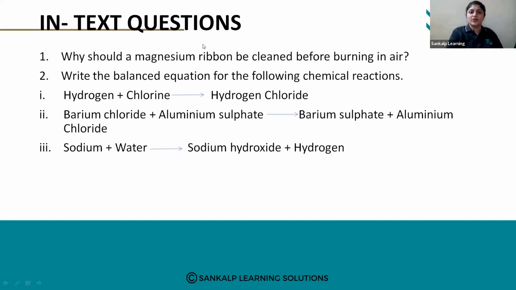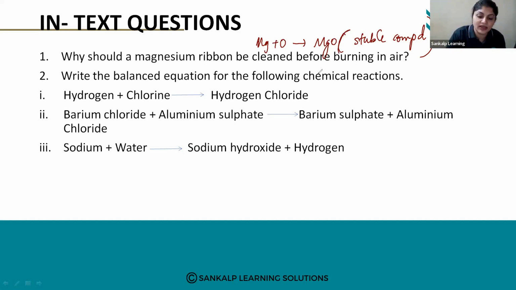So Mg plus O gives you MgO, and this forms a stable compound. This will further prevent it from reacting with further oxygen. So because of that, it should be clean. So we should clean the magnesium ribbon before burning in the air. So this is the answer.